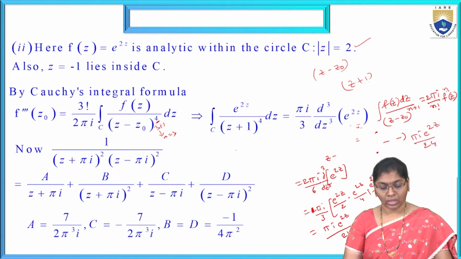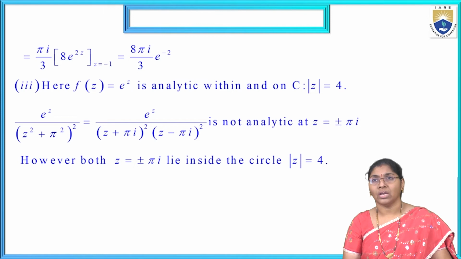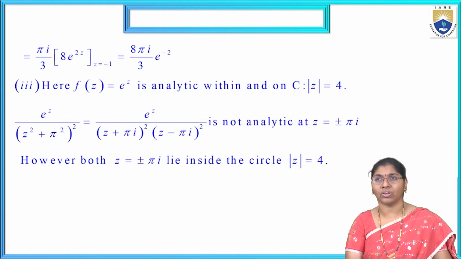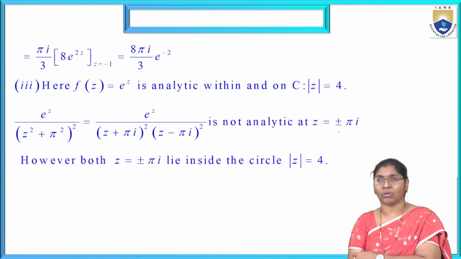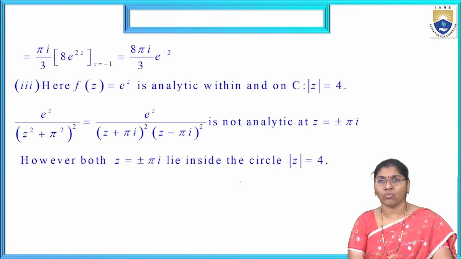This is the third one: z plus e power z by (z square plus pi square) whole square. That can be split into e power z by (z plus pi I) whole square into (z minus pi I) whole square. It is not analytic. Why? Because z equals plus or minus pi I. However, both z equal to plus or minus pi I do not lie inside the circle, mod z equal to 4.